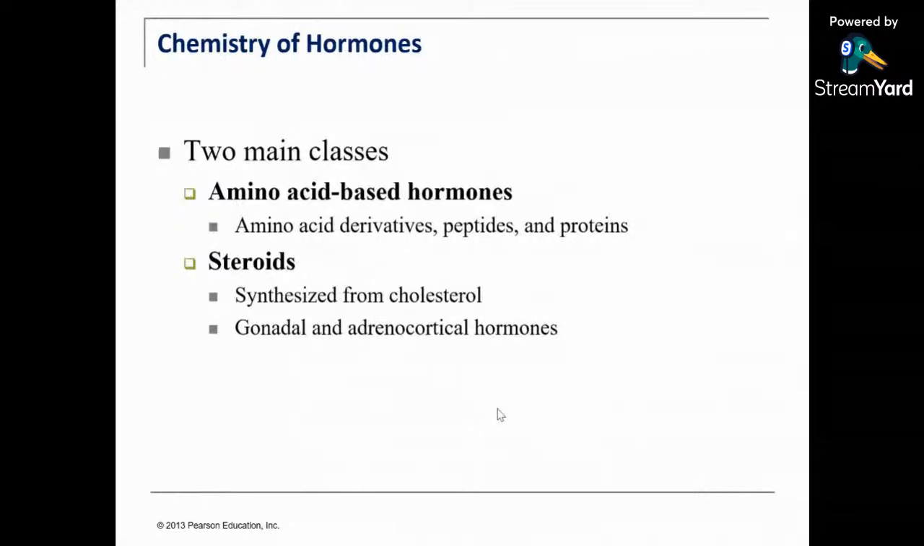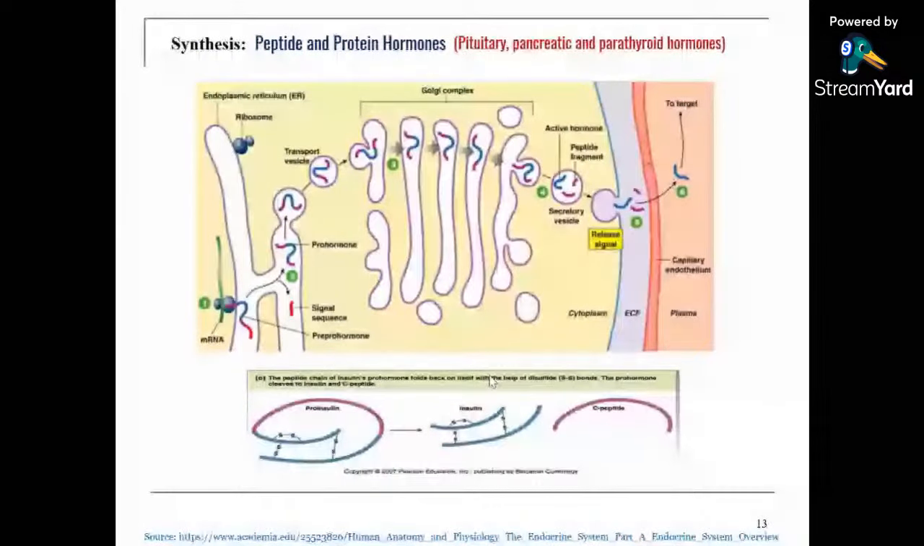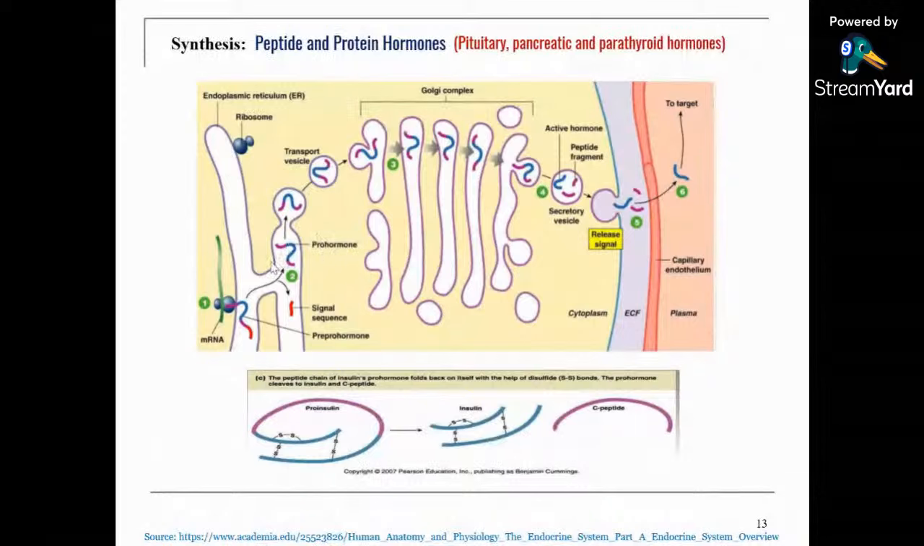If you look at the synthesis of peptide and protein hormones, which are mainly secreted from the pituitary, pancreatic, and parathyroid glands, the hormonal gene is transcribed and then it comes into the endoplasmic reticulum with an additional sequence called the docking peptide. And then it is called a pre-pro hormone, and it is transported into the Golgi complex for modification. There are also some additional sequences which keep the hormones inactive. And when it comes into the blood circulation, the peptide is fragmented.